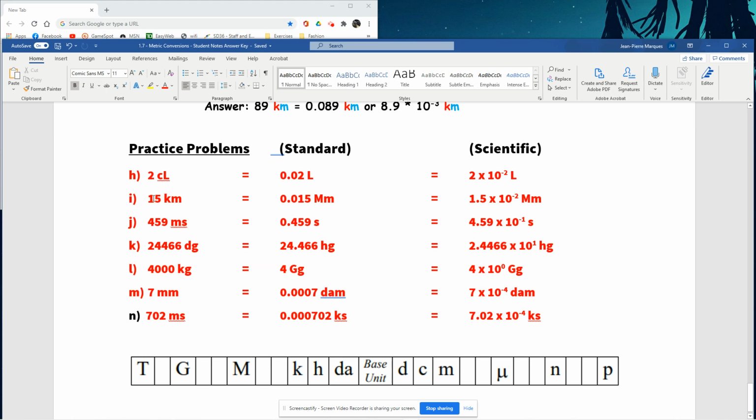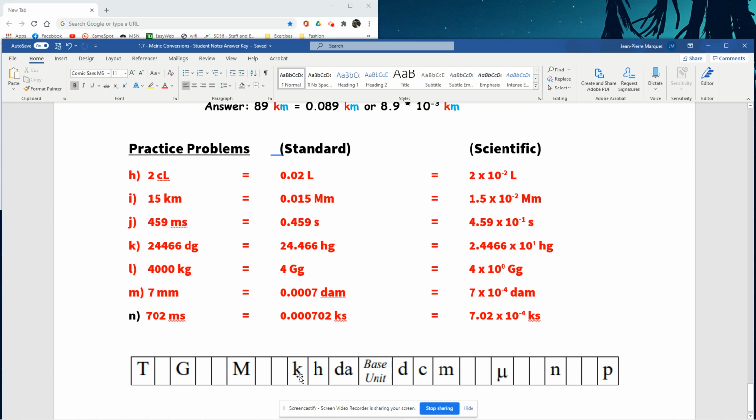Next one, 15 kilometers in megameters. Kilo is here, mega is here, so we're going from a smaller unit to a bigger unit. Therefore, we're going to be dividing or moving our decimal point to the left. Oh, actually, a great way to visualize it is simply the direction your units are going is the same direction your decimal is going. I should have said that earlier. So when you go from a smaller unit to a bigger unit, you're going to the left. Therefore, your decimal is also going to the left. When you're going from a bigger unit to a smaller unit, your decimal is going to the right, as your units are also going to the right. So that's an easy way to remember it as well.